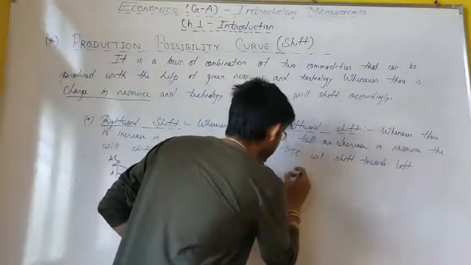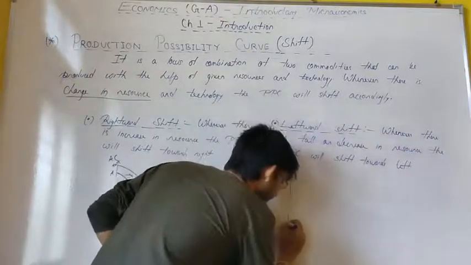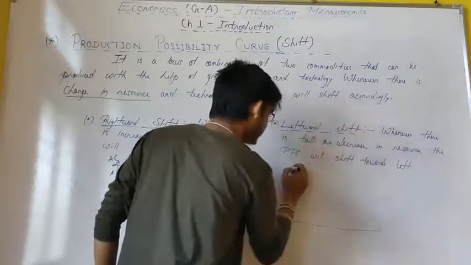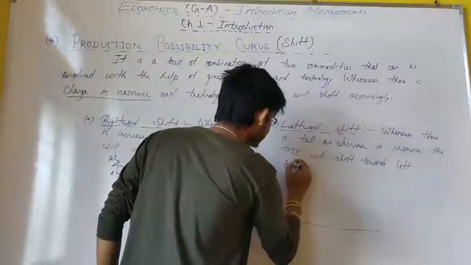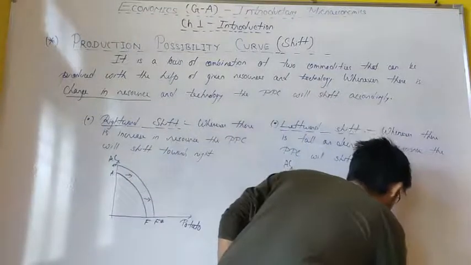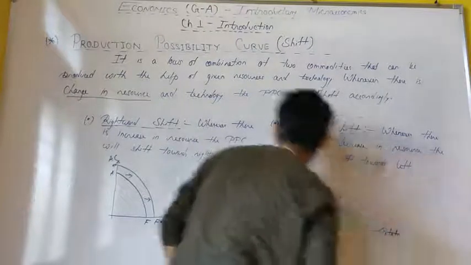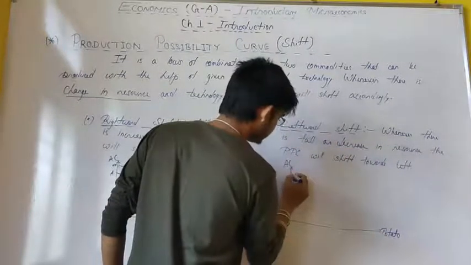So let's show this with the help of a diagram. The same diagram we will draw here again. In the vertical axis, let's take AC, and in the horizontal axis, potato. Let's draw a PPC curve.